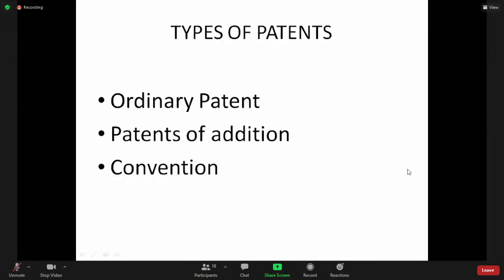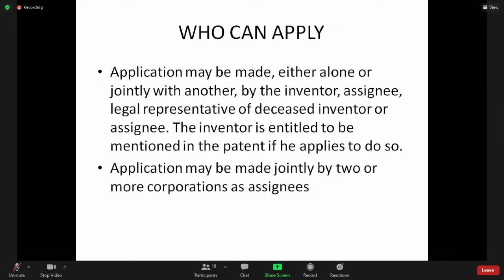Now there are three types of patent available. One is the ordinary patent, then the patent of addition, and the convention patent, right? So these three types of patent we can get. Now, who can apply? Of course, the application may be made either alone or jointly with another by the inventor, assignee, legal representative, or the deceased inventor's or assignee's representative.